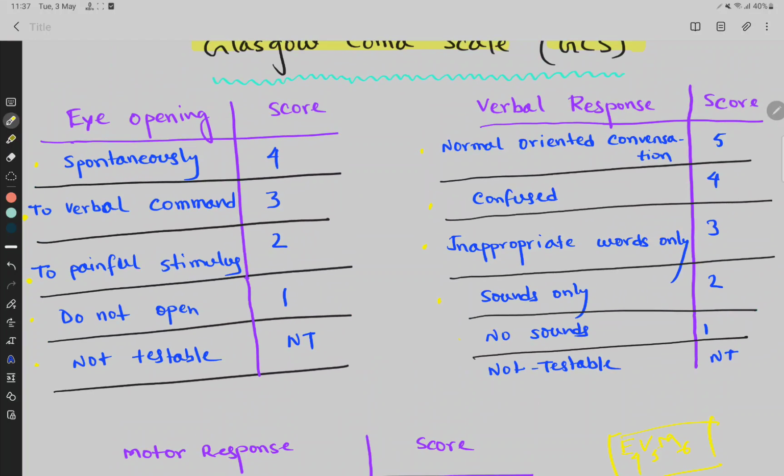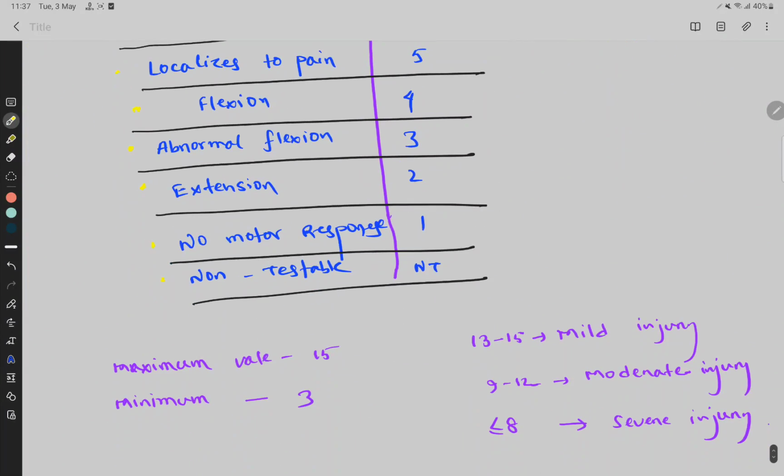So the motor response is 6, and verbal response is 5. 6 plus 5 is 11, and eye opening is 4. So 11 plus 4 is equal to 15. So the maximum value of GCS is 15, and the minimum value is 3.